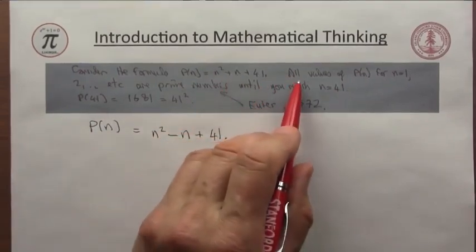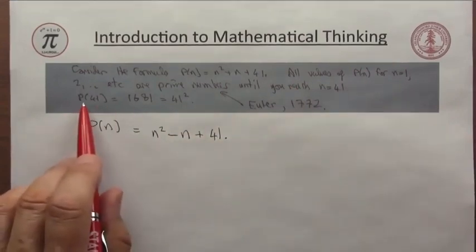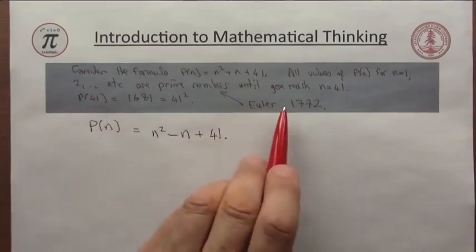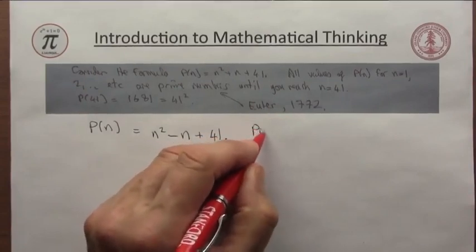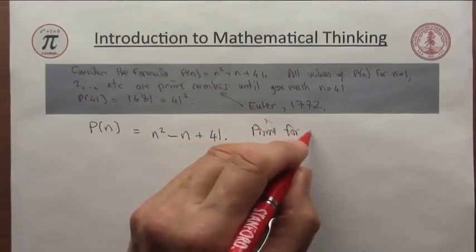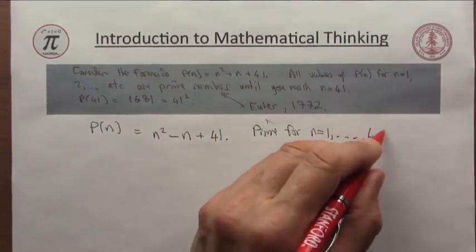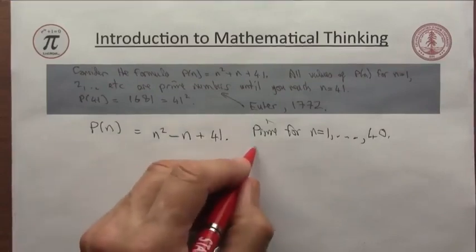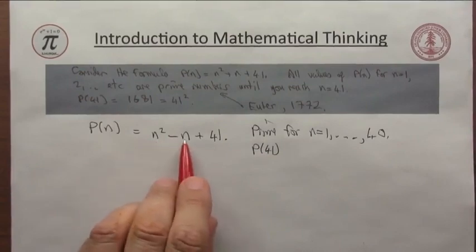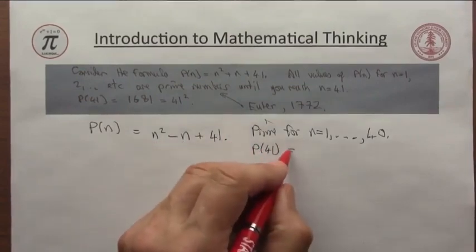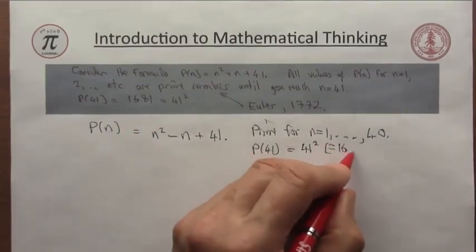And for this, it is the case that for all values of the polynomial for n equals 1, all the way up through n equals 40, it's prime. Okay, all the way up. And then p of 41, if you put that in, it's 41 squared minus 41 plus 41, which is 41 squared, which is this number here, 1681.